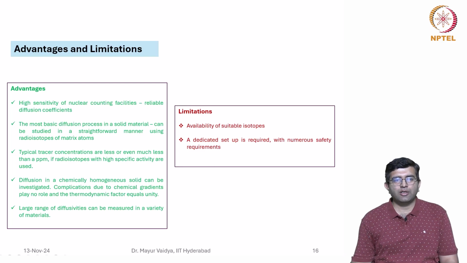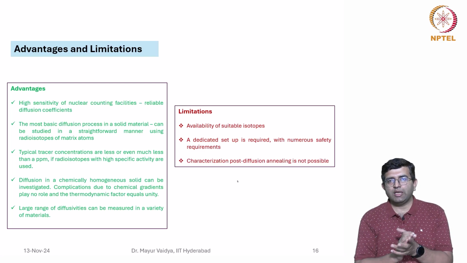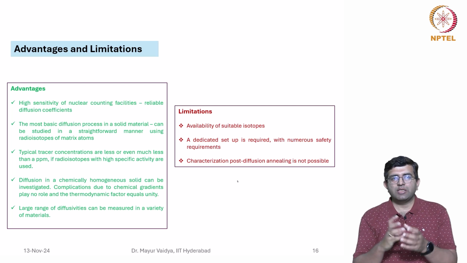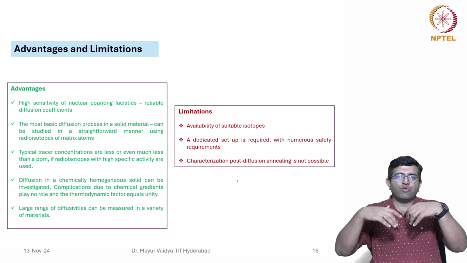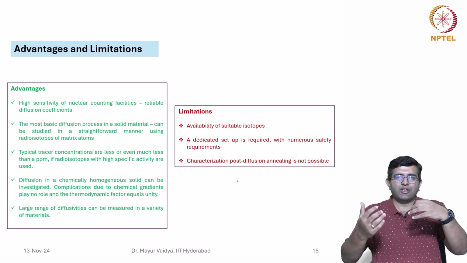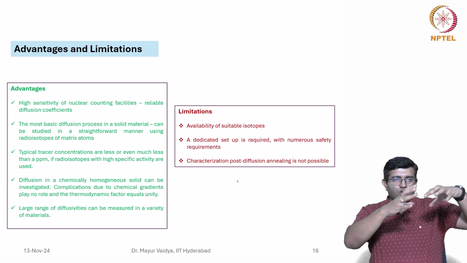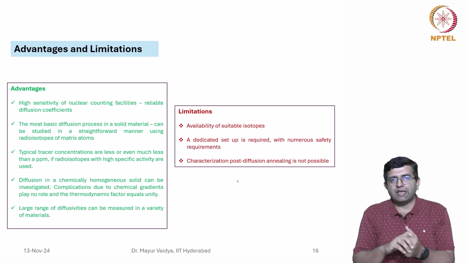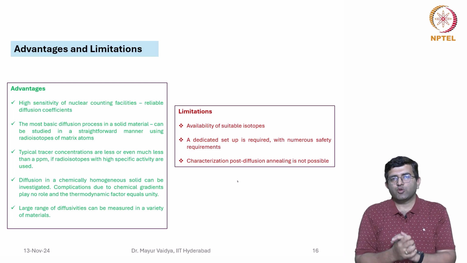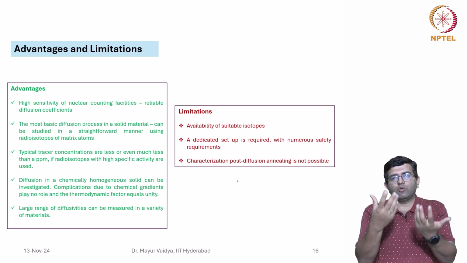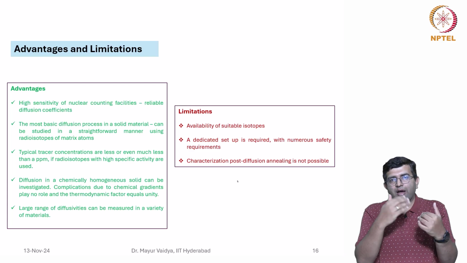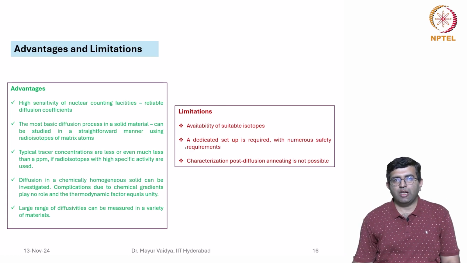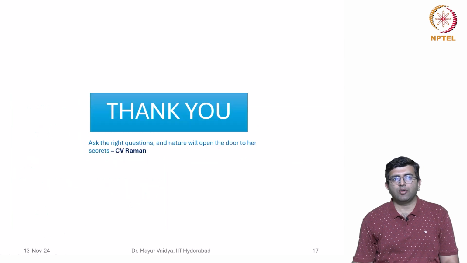And another limitation is that post-diffusion characterization is not possible. That means if the diffusion has happened, and now I want to characterize where the diffusant has gone, whether it has gone to the grain boundaries or to the lattice, any post-diffusion characterization is not possible. Whatever characterization you have to do, you have to do before, but after the diffusion annealing, you cannot do the characterization. So these are some of the limitations of this technique.